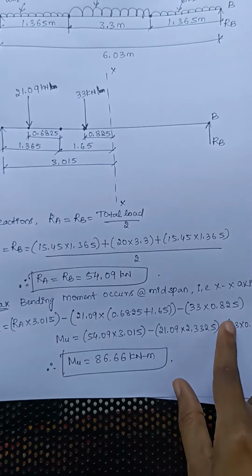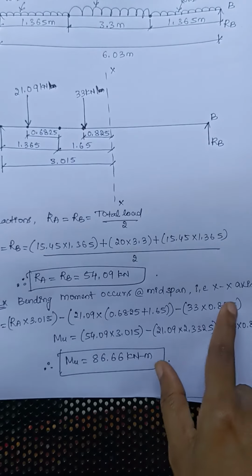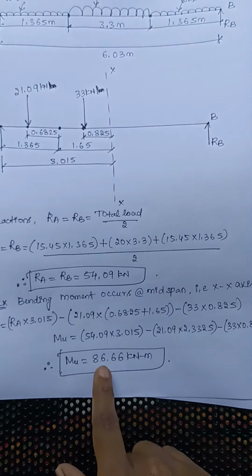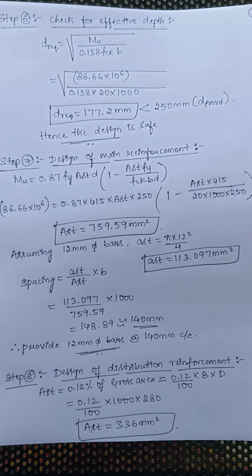Now you start simplifying. You first substitute the value of RA and then simplify the whole equation. On simplifying, you get a value of Mu as 86.66 kilonewton meter. So that completes step number 5. Let us move to the next step.